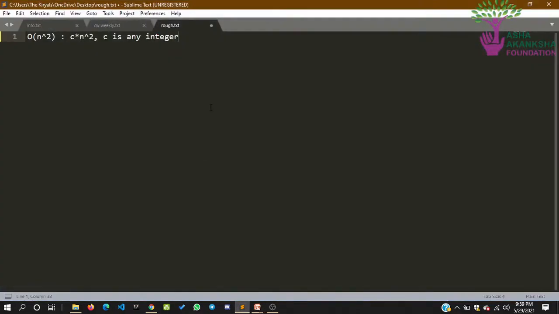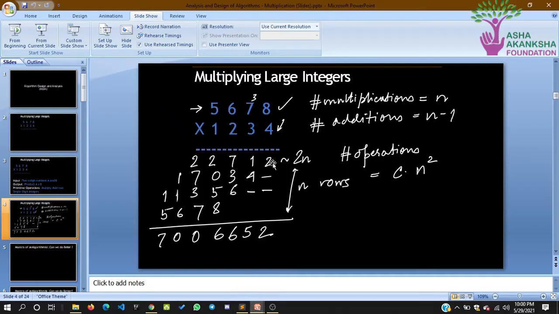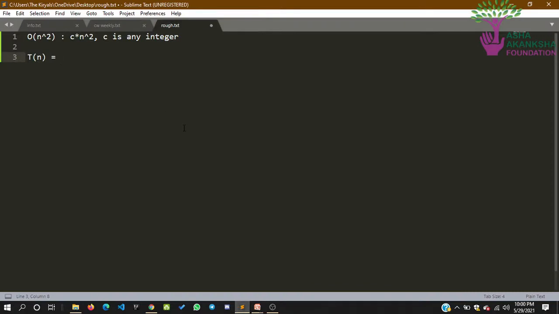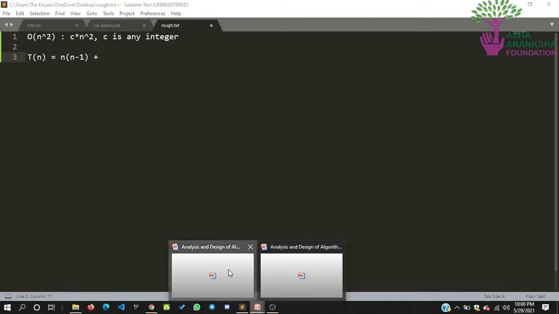Now what I am getting, I will write here, like if T(n), where n is the number of digits in both of the input a and b numbers, then to get this particular matrix, we have to perform n into n minus 1 calculations, and after these calculations are done, we have got this matrix.